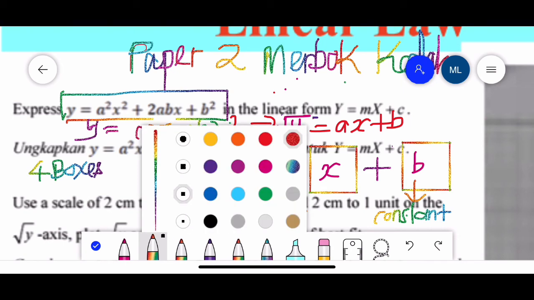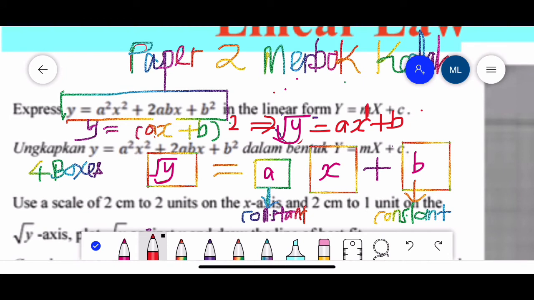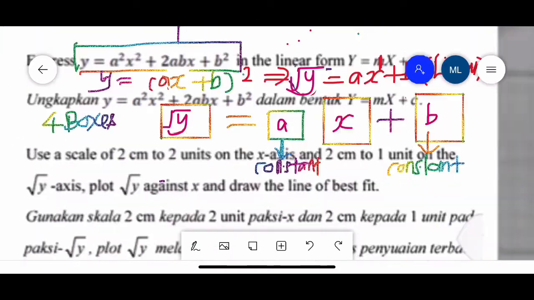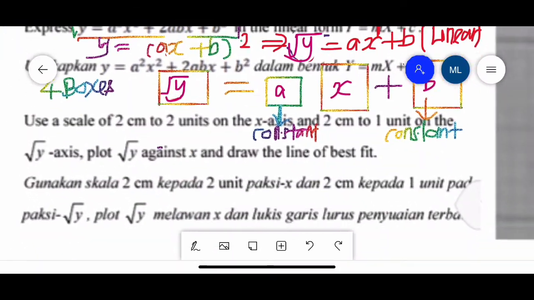Which one is a big Y? Read the question and find where is a big Y, where is a big X. Then only you apply to the non-linear equation. You will know how to do after you read the question thoroughly. Okay? Alright, so now we have the square root y equal to a x plus b.